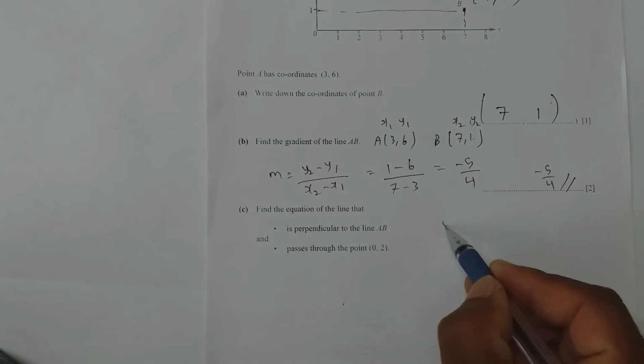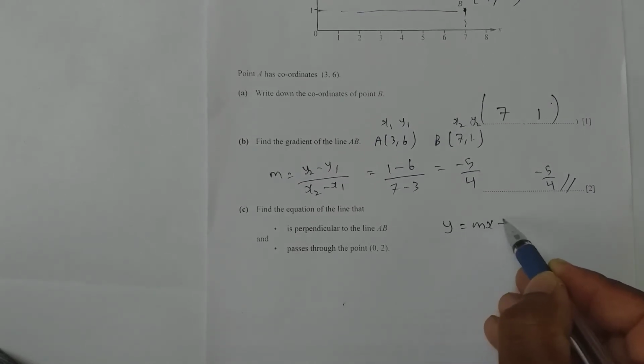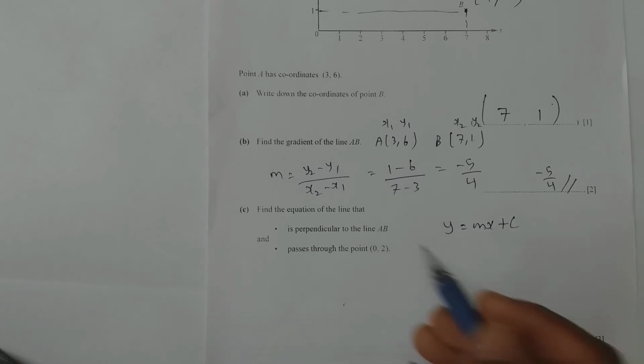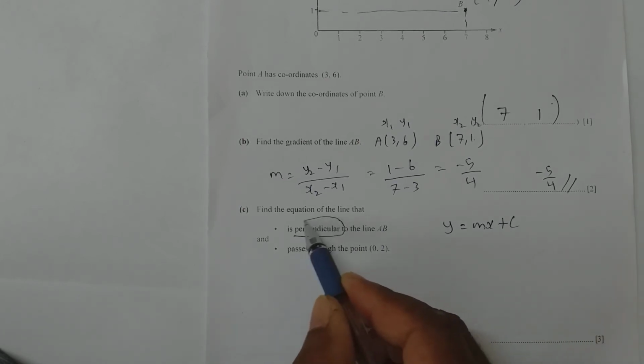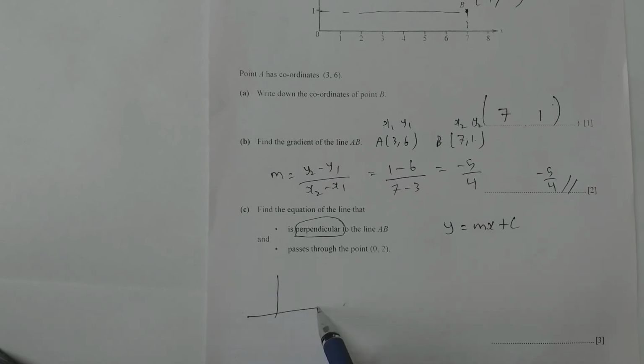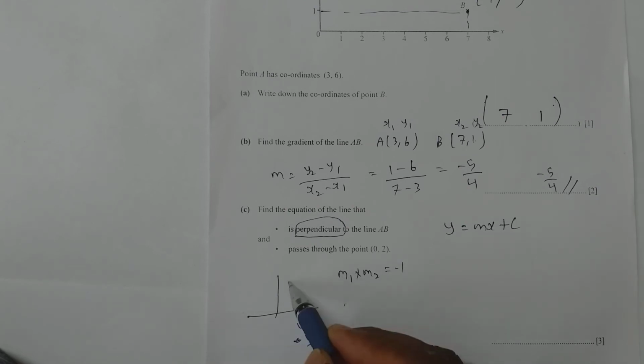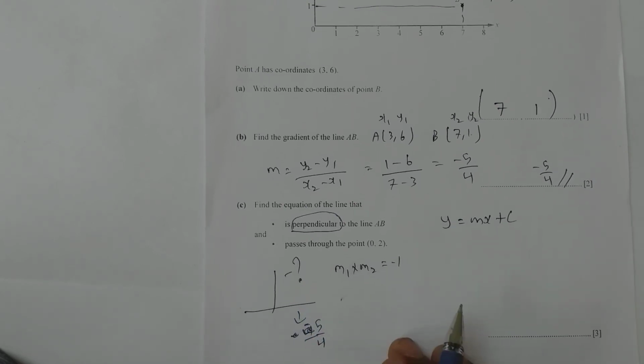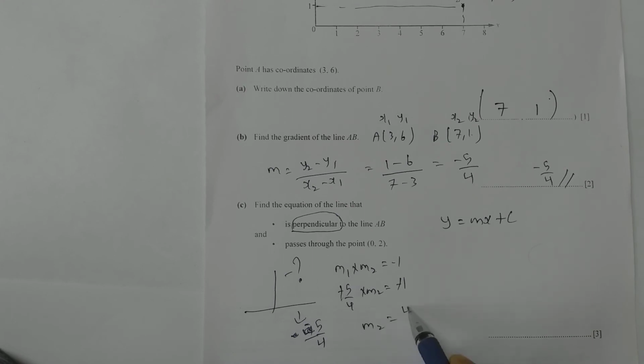What is the equation of a line? y equals mx plus c. Now what is the slope of the perpendicular line? Whenever lines are perpendicular, you need to use m1 into m2 equals minus 1. Slope of this line is minus 5 by 4. So what will be the slope of this line? Place it in this: minus 5 by 4 into m2 equals minus 1. So minus minus gone, m2 equals 4 by 5.